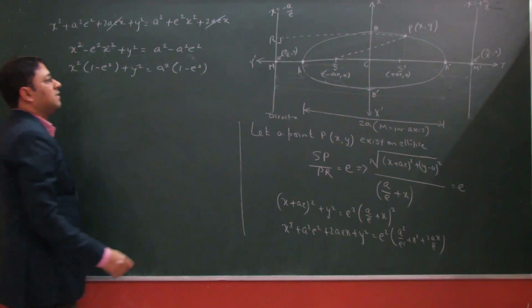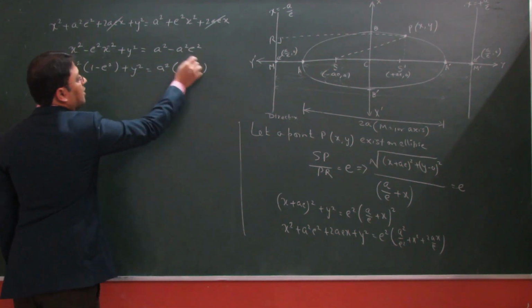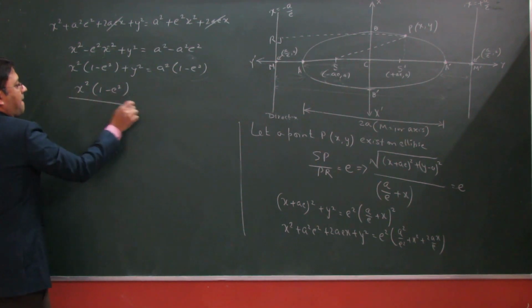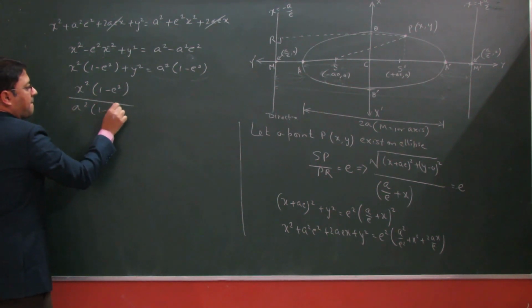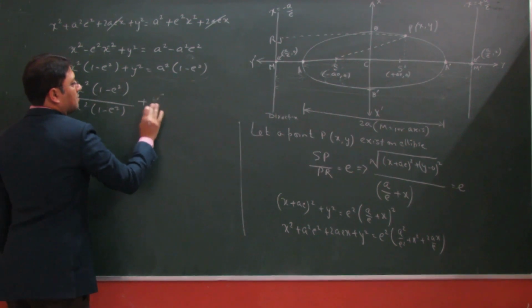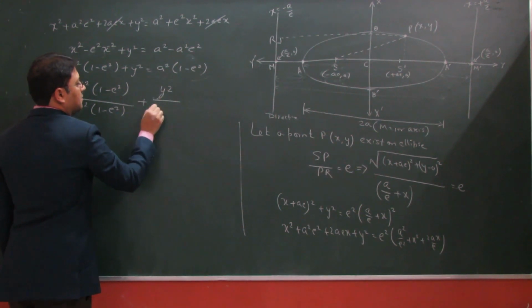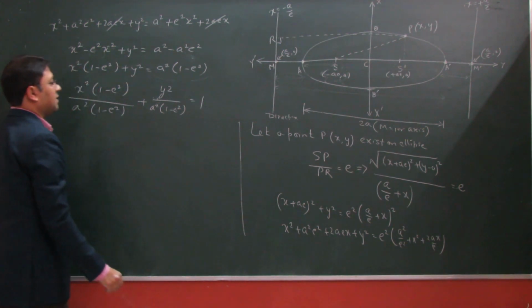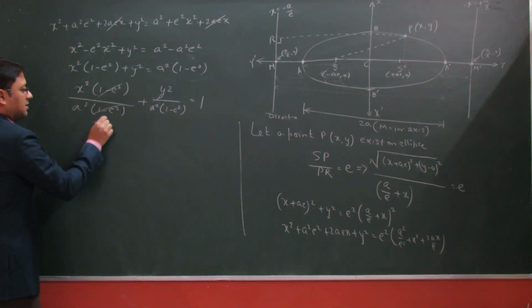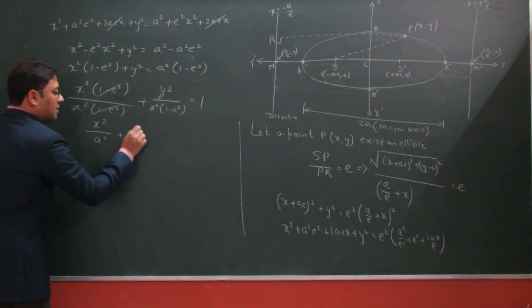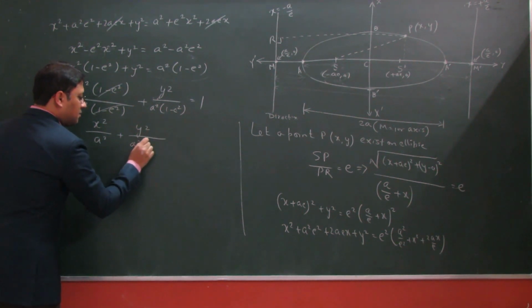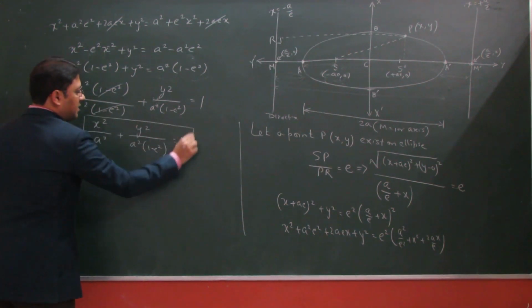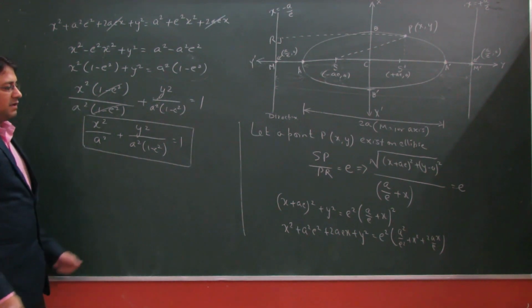So what we can do is simply divide the entire equation by this quantity. We get x square upon A square plus y square upon A square (1 minus E square) equals 1. This gets cancelled out by this, and this is the equation that we get after solving.